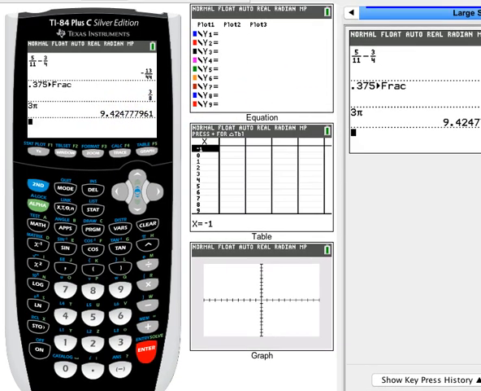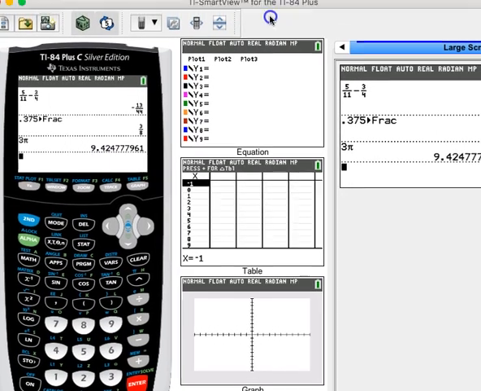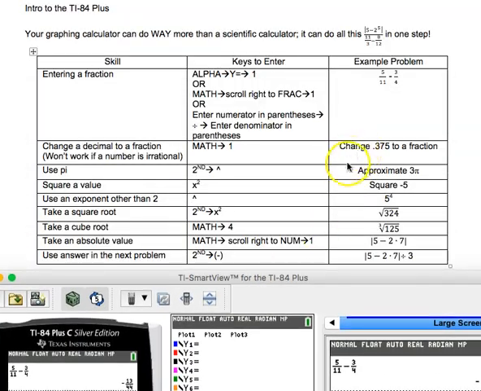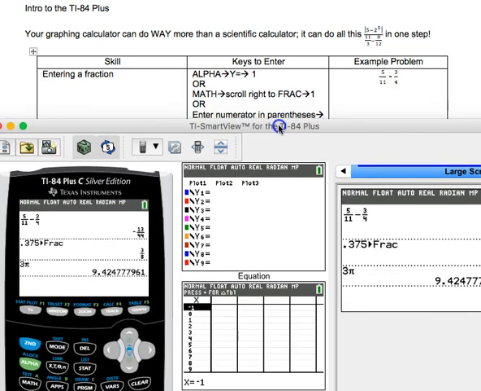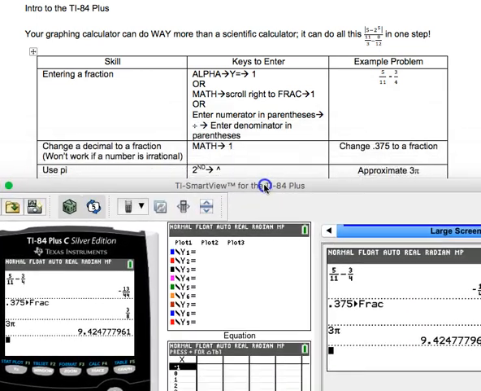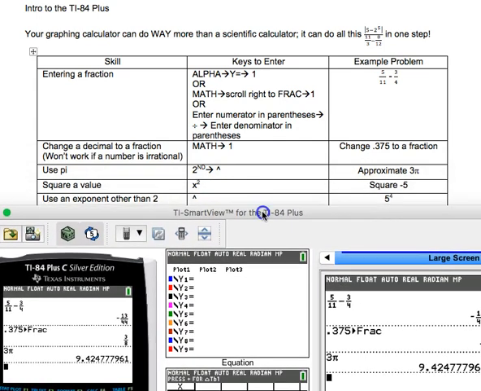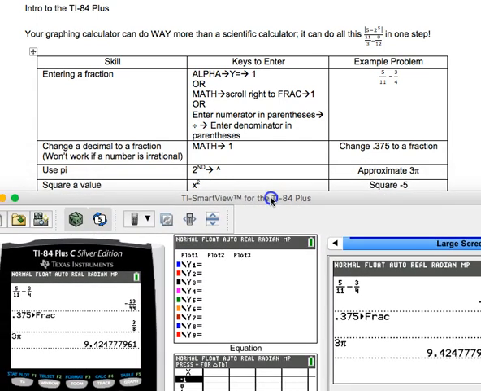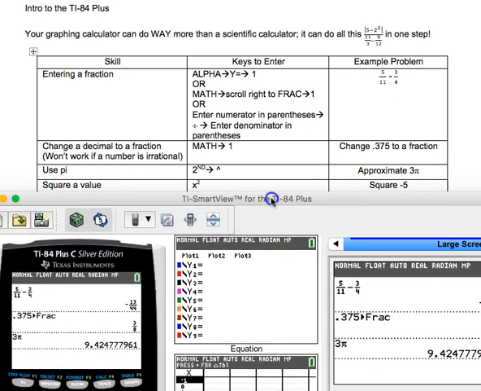So we would write this little squiggly equal sign, which means approximately, down here. And then you could put 9.4247, or if you want to round it up to 8, you could do that because you're obviously not going to write the whole thing.